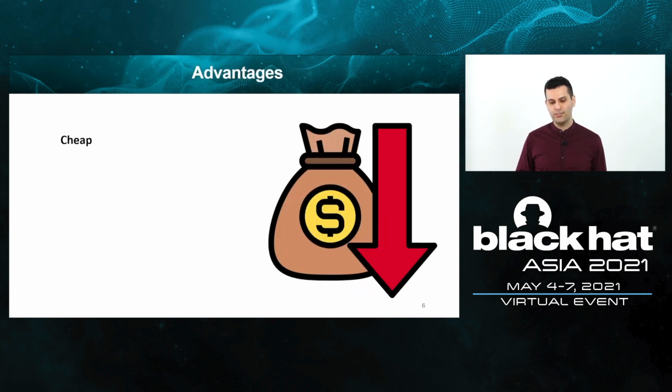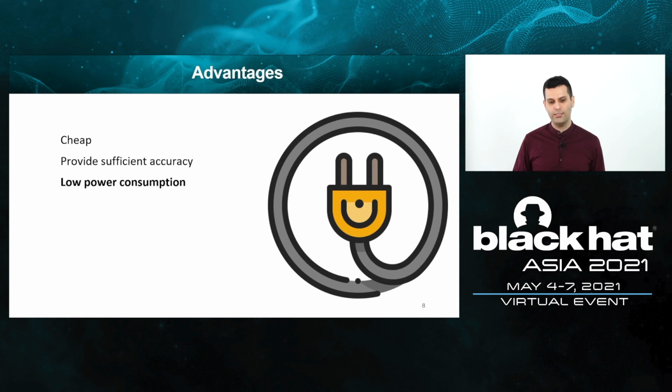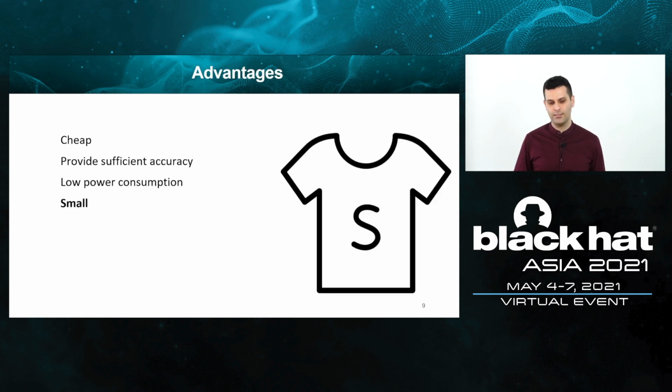These motion sensors have many advantages, one of which is that they are very cheap. You can buy them on AliExpress and easily integrate them into your microcontrollers. They provide sufficient accuracy for many uses that I will discuss later on. They are considered low power consumers, so you can integrate them into battery-operated devices. They are very small. Each of your smartphones contains a motion sensor.